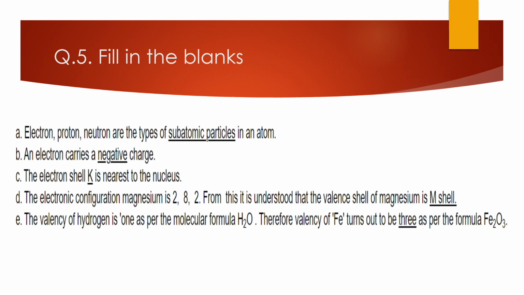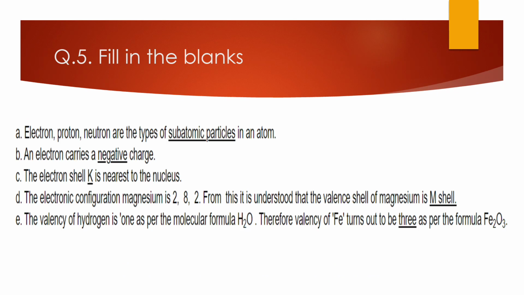Now the next question is fill in the blanks. Electron, proton, neutron are the types of subatomic particles in an atom. Subatomic particle is the answer. An electron carries a negative charge. The electron shell K is nearest to the nucleus. The electronic configuration of magnesium is 2, 8, 2.